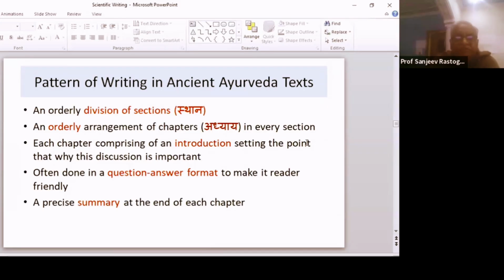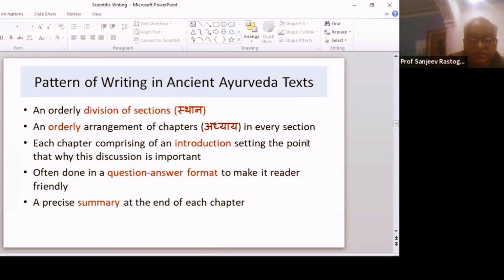I'm giving you an example of how the ancient Ayurveda texts are actually written. They follow a very specific pattern of writing, as we talk of scientific writing today, like introduction, materials and methods, results and discussion. Ayurvedic manuscripts like Sushruta Samhita and Charaka Samhita also followed a similar pattern. A very specific pattern of writing has been followed in Ayurvedic texts. So this was what?